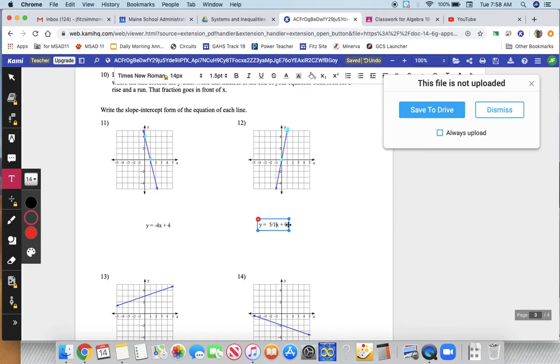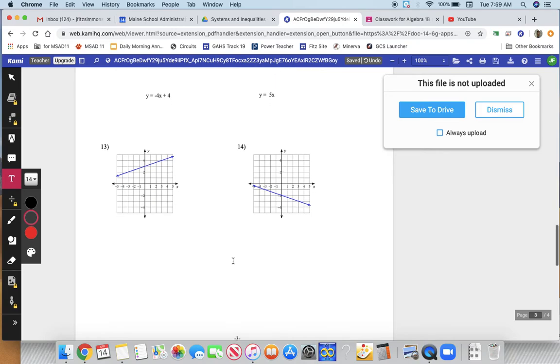And then I'm going to simplify this up so it looks nicer. Dividing by 1 doesn't change anything, so I'll get rid of that. Adding 0 doesn't change anything either. If I add $0 to my bank account, it didn't change. So I'm just going to get rid of that. And there you are. Y equals 5x is the full equation of that line.